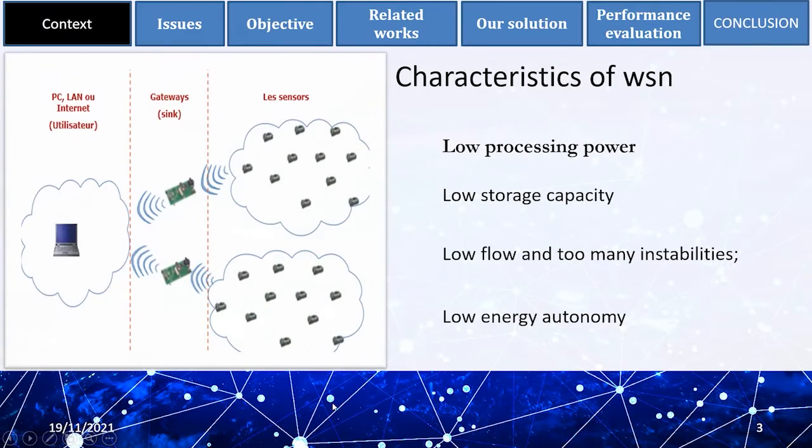Due to the miniaturization of sensor nodes and the easy and low cost of deployment, the use of wireless sensor networks has grown rapidly. Several fields are concerned, including environmental monitoring, e-health, precision agriculture, and home automation. The sensor nodes have limited resources.